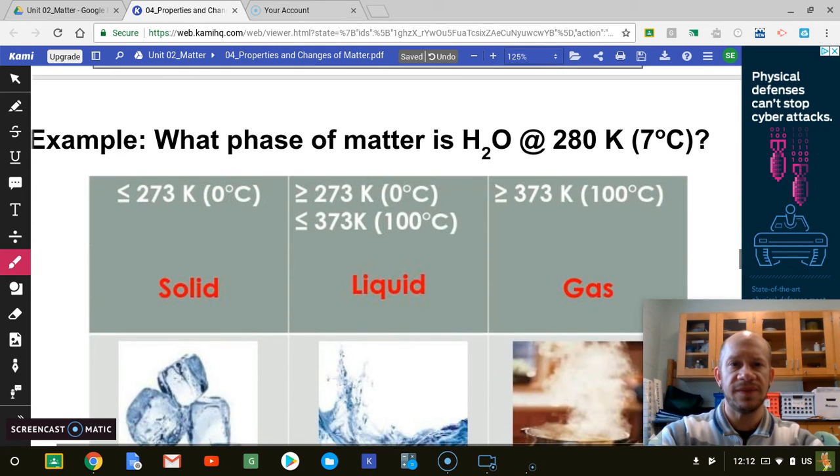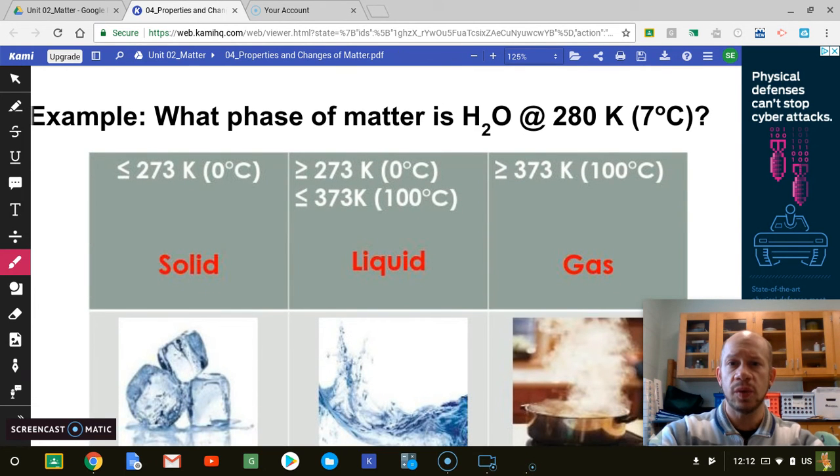So for example, what phase of matter is H2O at 280 Kelvin? 280 Kelvin is my temperature, or 7 degrees Celsius. Is 280 greater than, less than, or equal to 273? 280 is greater than 273, so it would fall in this range because 280 is also less than 373. Therefore, H2O will be a liquid at 280 Kelvin.